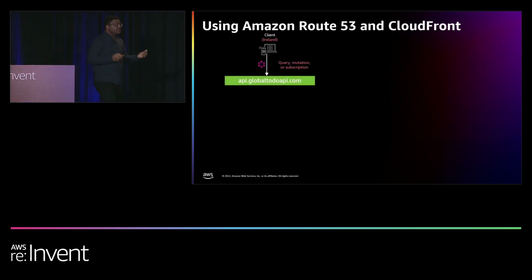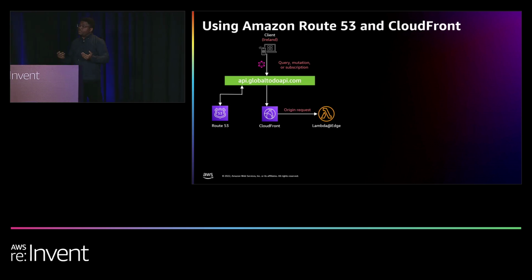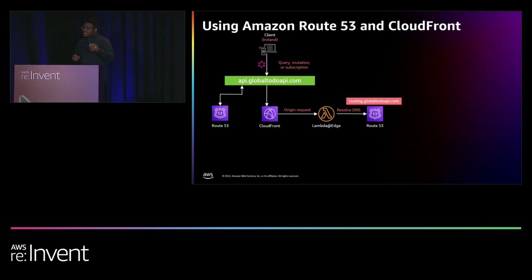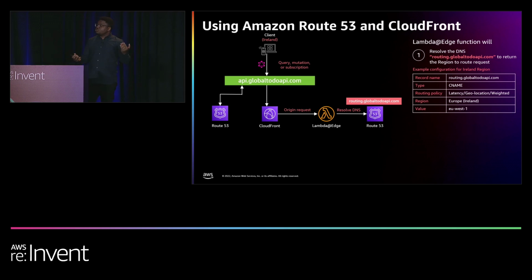So you have your client making GraphQL queries, mutations, and subscriptions. That goes to Amazon Route 53 to resolve that DNS to Amazon CloudFront. CloudFront has been configured in such a way that AWS Lambda at Edge runs before the request is sent to the origin of the CloudFront. And the Lambda at Edge does two things. The first thing the Lambda at Edge does is to resolve the routing based on your routing policy. So there's a DNS you will need to create, and this DNS will basically determine the region you route the request to.